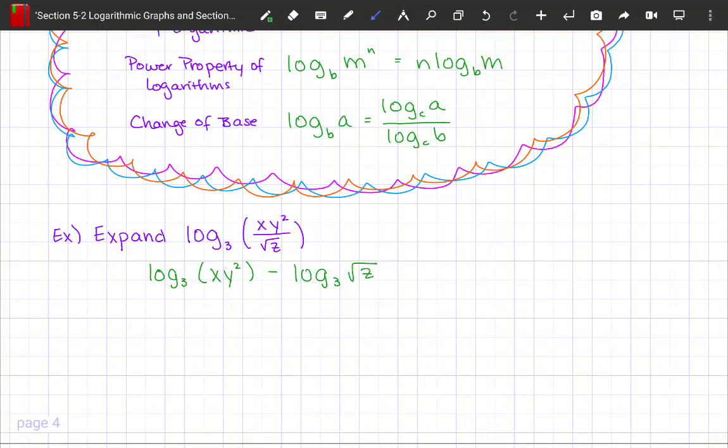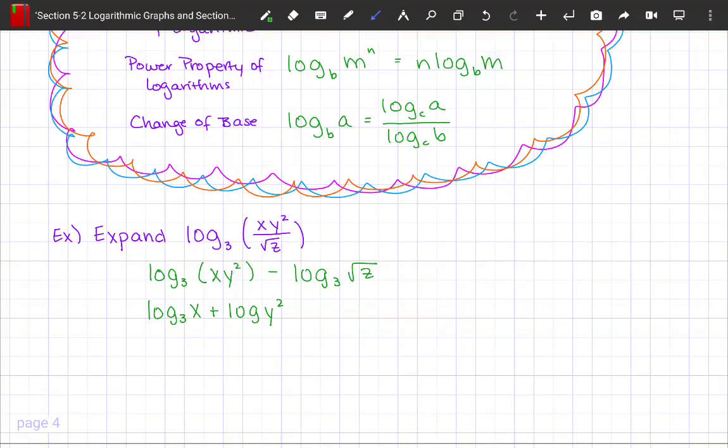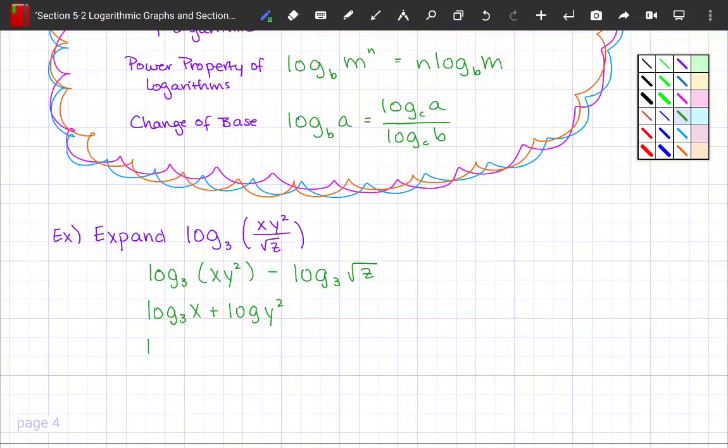Now, on this side, I do see a product and a power. Now remember, I can't use the power property yet. The power has to be on the entire argument. And right now the power is only on the y. So I have to use the product property first, and then I'll be able to use the power property. So this one term is first going to split up like this. I have a product of x and y squared, so I can use addition, the log of x and then the log of y squared. And then, now that the 2 is on the entire argument, I can move that 2 out in front and write it like that.